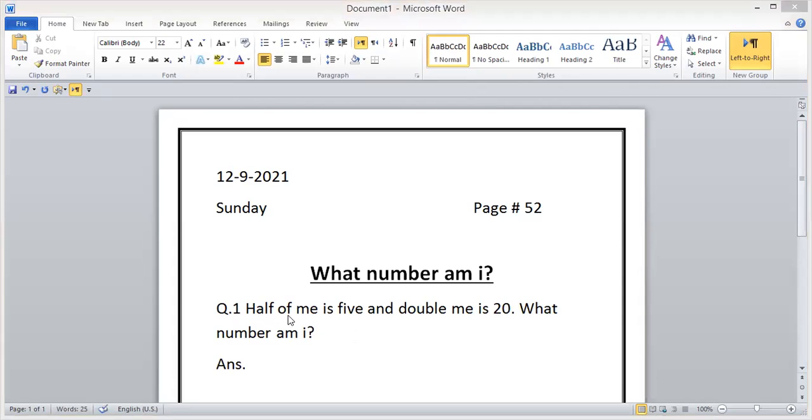Okay, guys. Half of me is 5 and double of me is 20. So this is half, and you will find out double. Half of which number? 5. So write 5 and then find out double. 5 multiplied by 2 equals 10.